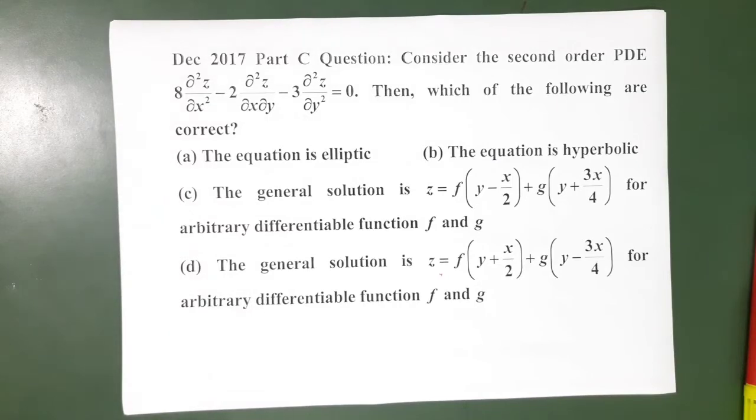Next, part C question. Consider the second order partial differential equation: 8 dou square z by dou x square minus 2 dou square z by dou x dou y minus 3 dou square z by dou y square is equal to 0.